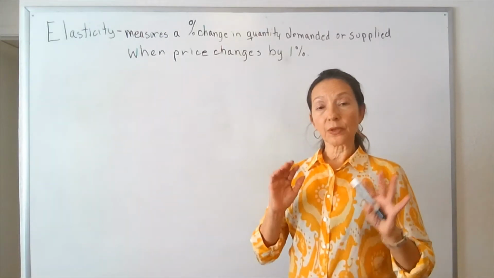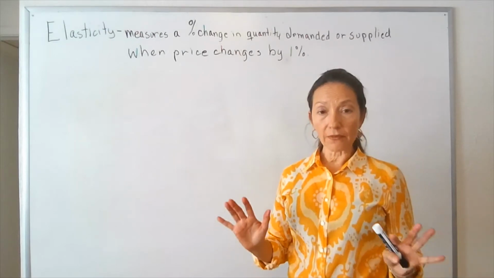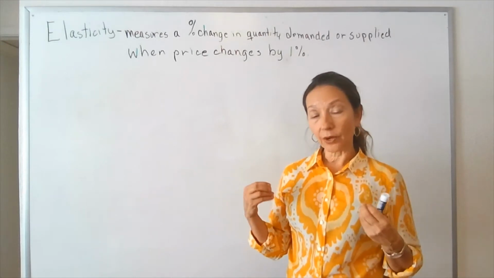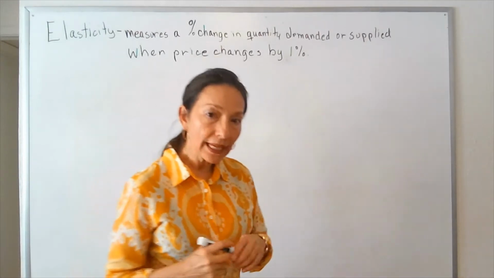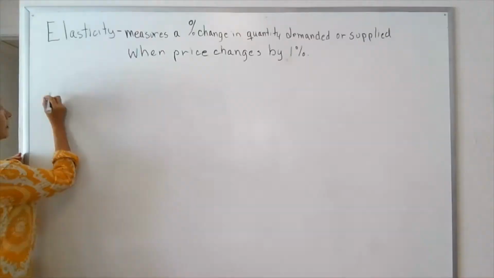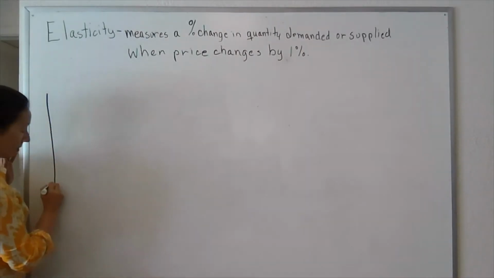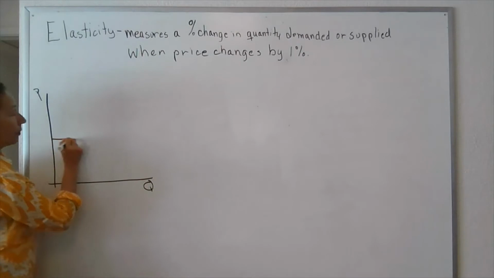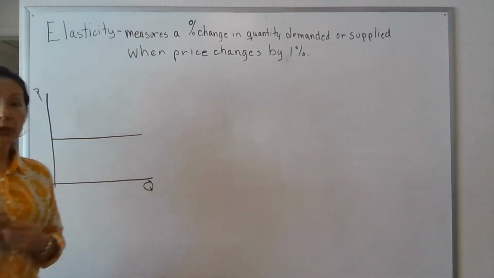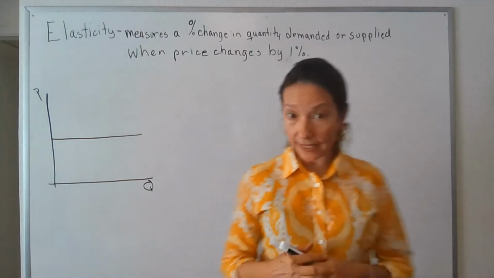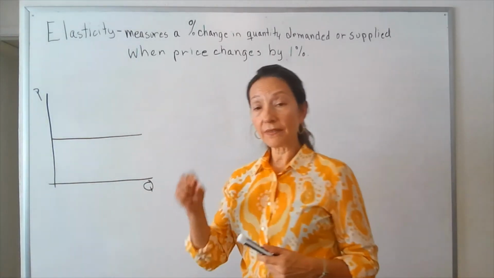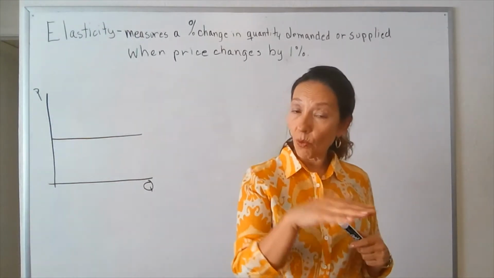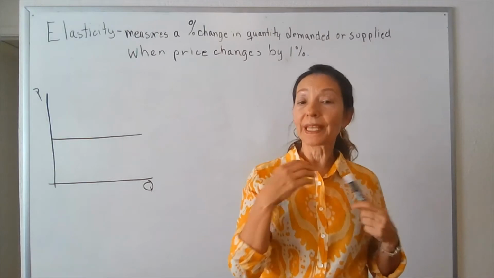For now, I'm going to give you some relative shapes of demand curves that go from different extremes, and we're going to talk about their elasticity. So on one end of the spectrum, we have a demand curve that we say is very elastic. And what this means is that if the price changes just a little bit, the quantity demanded is going to be infinite.